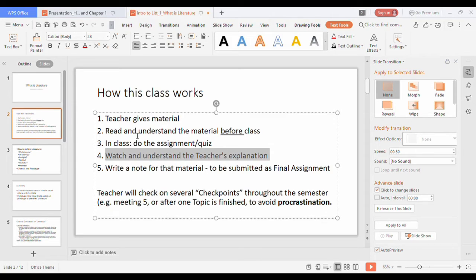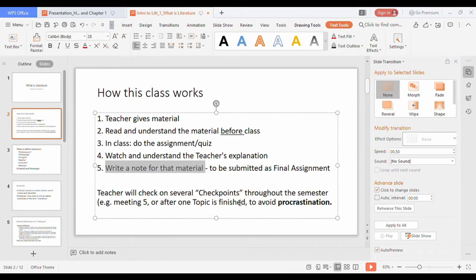So first I give you the material and then you read it before class, and then during the time period of the class, you will do the assignment or quiz. Therefore, you need to be on time because the duration for this assignment or quiz will not be very long, something between 60 to 90 minutes. So be careful about that. And also, you watch and understand the teacher's explanation in case it is quite hard for you to understand the material.